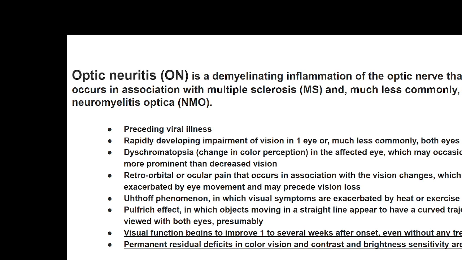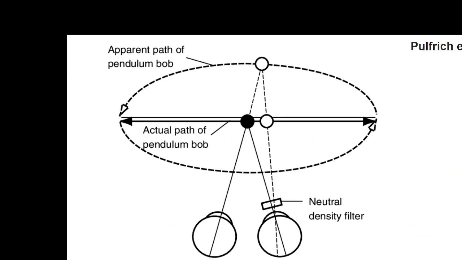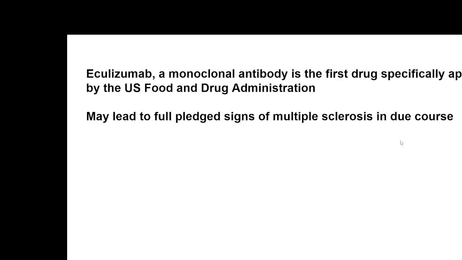And typically in optic neuritis, it begins to improve after one to several weeks after onset, even without any treatment. Permanent residual deficit in color vision and contrast can occur, though the vision may be recovering. What we see as the Pulfrich effect is that an object which is moving in a straight line would be perceived as if it is moving in a curved fashion. That's the Pulfrich effect, which is another clinical evidence of optic neuritis.